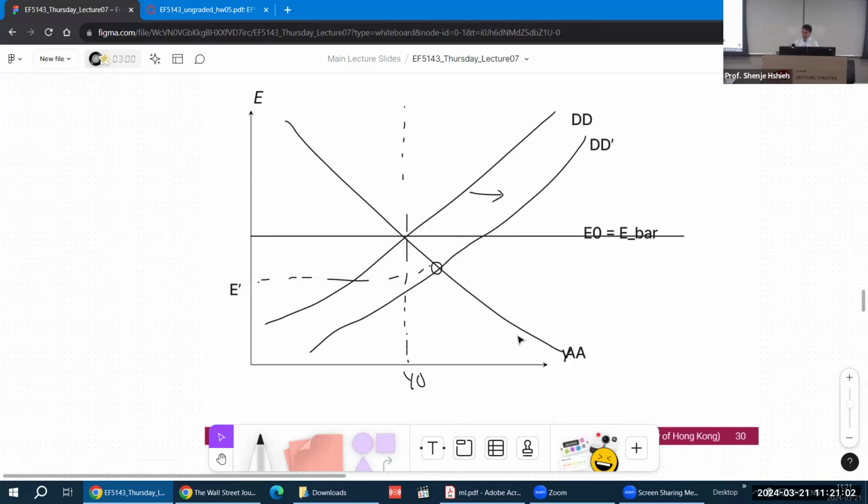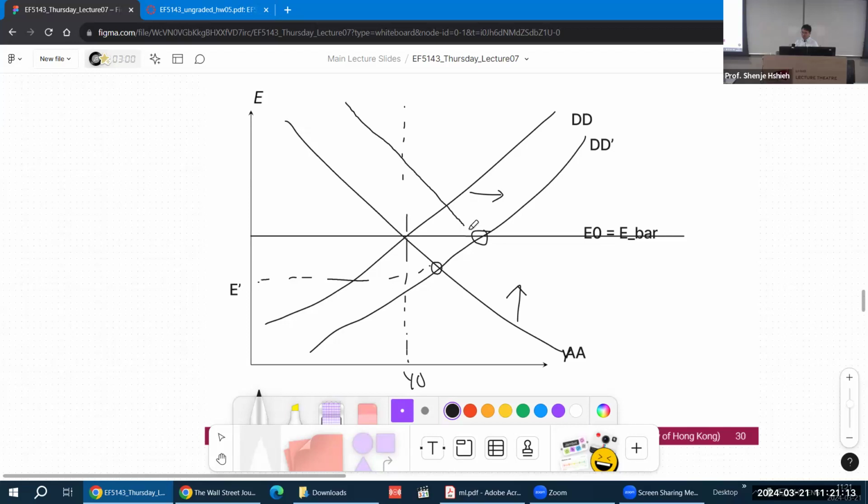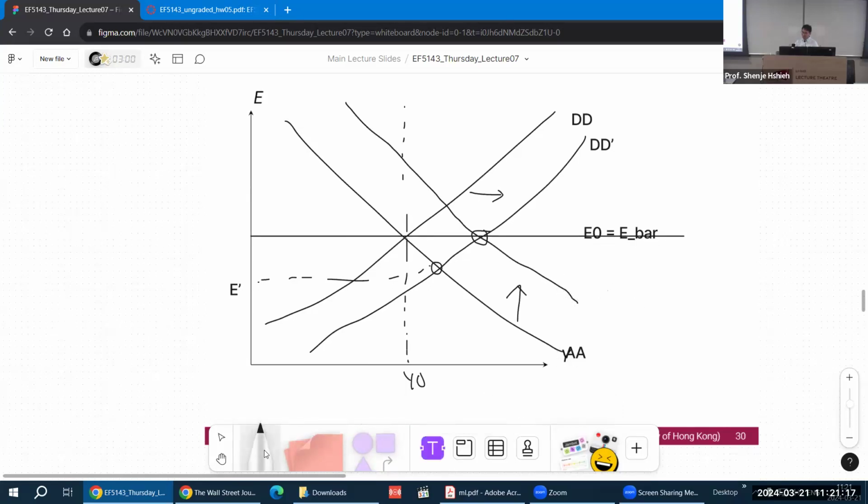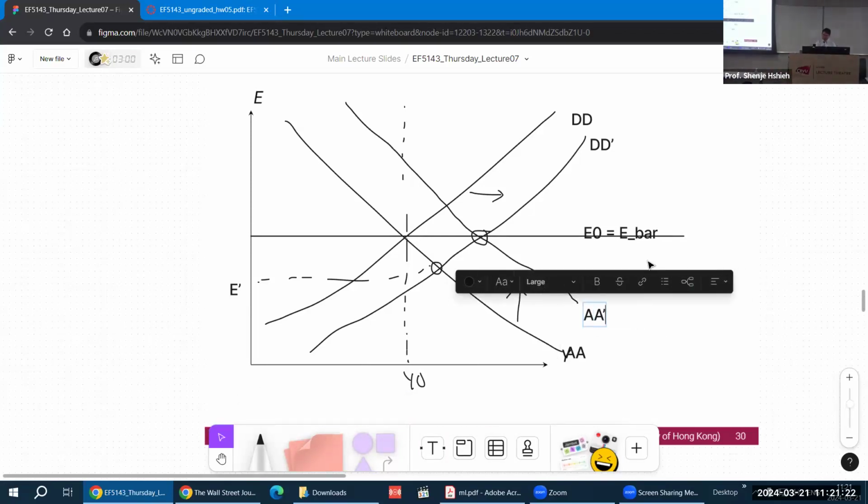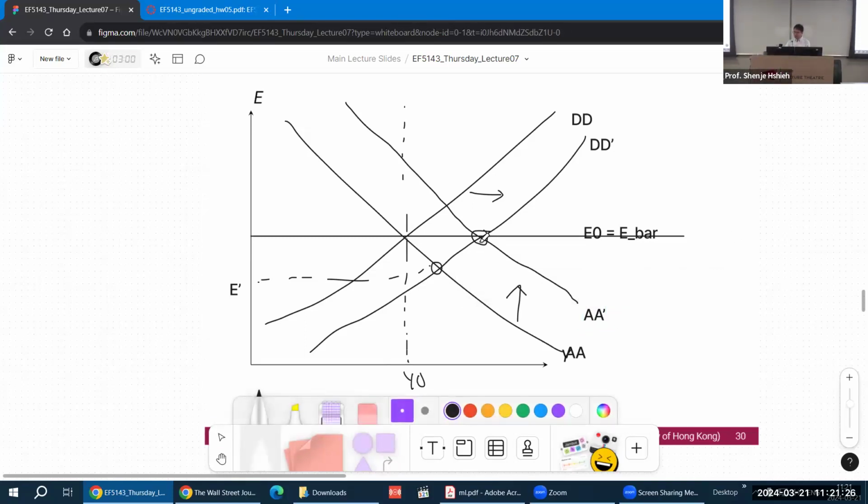So what must happen in the short run, at least, is the AA schedule must shift upward so that we maintain the peg. But in doing so, we have made fiscal policy more effective, right? Because now the full potential has been realized, the full output effect is achieved, compared to this point here. So let's write double prime here.